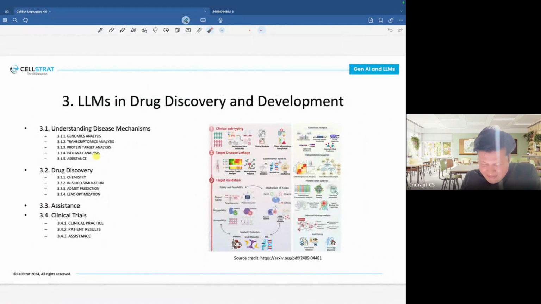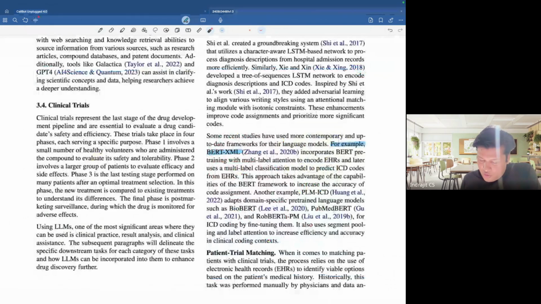Okay, so the last stage is the clinical trial, which is clinical practice, patient results, and assistance, because this is what you would finally look for. Phase 3 is the last testing stage performed on many patients after an optimal treatment selection. In this phase, the new treatment is compared to existing treatment to understand its differences. And the final phase is post marketing surveillance, during which the drug is monitored for adverse effects.